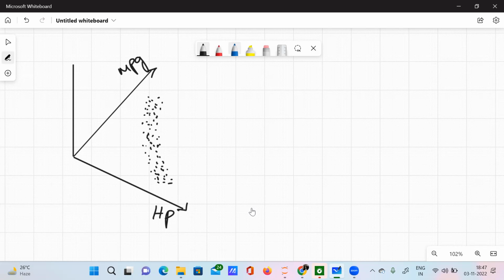Right. So what is the x bar here? If this hp is the x, then this would be the x bar. What is the y bar here? If mpg is the y, then this would be the y bar here. Right. So this is the y bar, this is the x bar. That is the mean here.